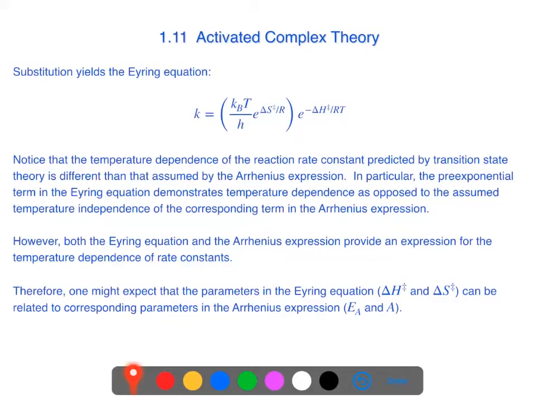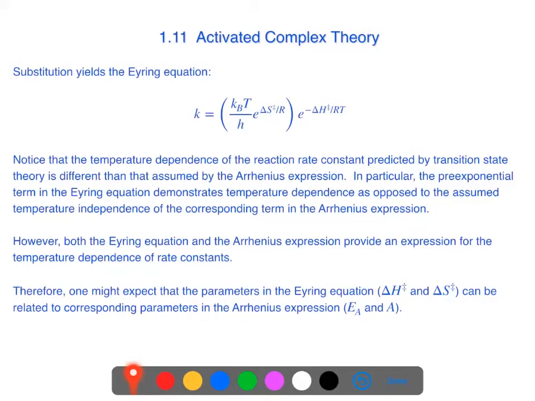Notice that the temperature dependence of the reaction rate constant predicted by the activated complex theory is different than that assumed by the Arrhenius expression. Specifically, the pre-exponential term in the Eyring equation demonstrates a temperature dependence as opposed to the assumed temperature independence of the corresponding term in the Arrhenius expression. Nevertheless, both the Eyring equation and the Arrhenius expression provide an expression for the temperature dependence of rate constants.